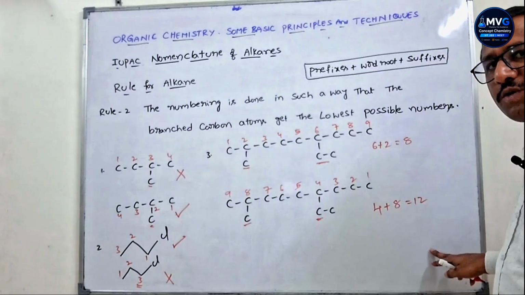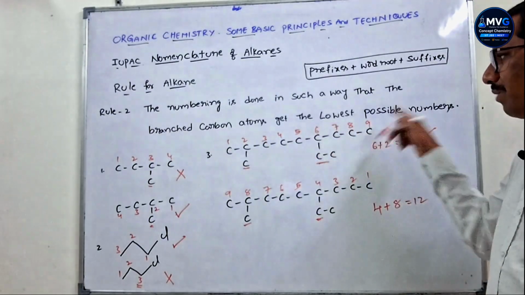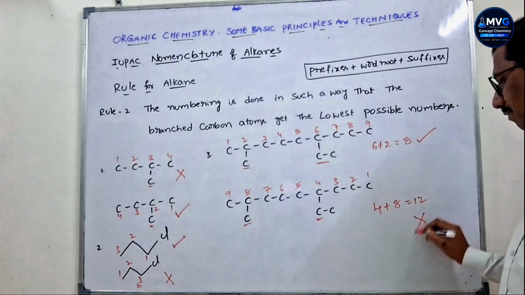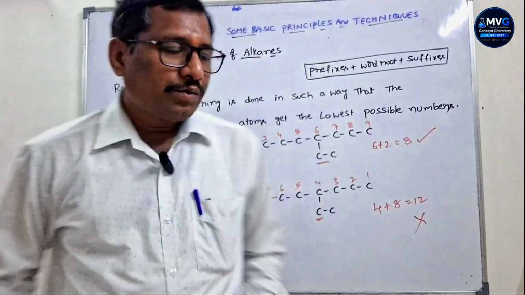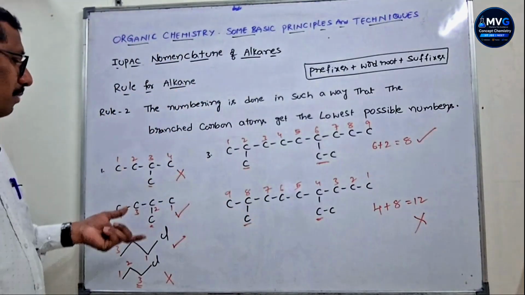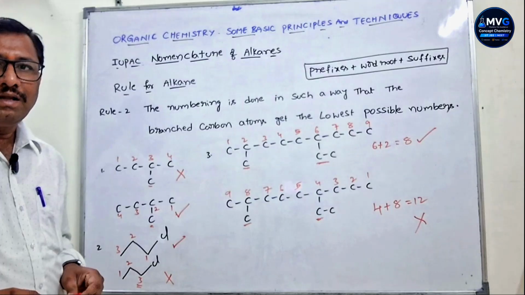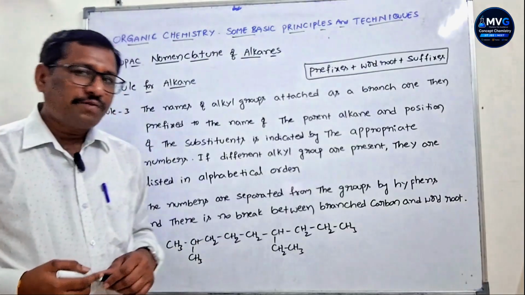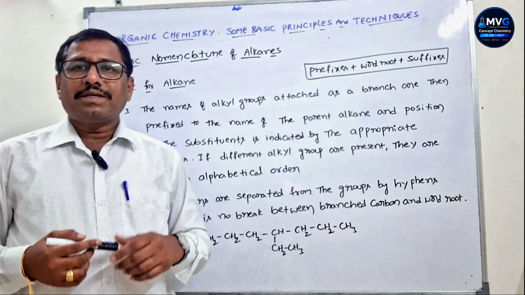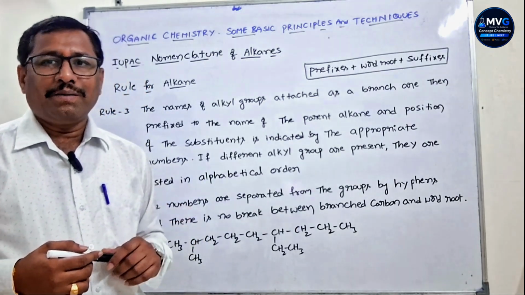Which is the lowest possible number, students? This is the lowest possible number. That way of numbering is correct. This is the wrong way of selecting the carbon chain. Students, here the substituent should get the lowest possible number. In that direction we should select the numbering. Students, from rules number 1 and 2, we discussed how to select the longest carbon chain and how to give the numbering.